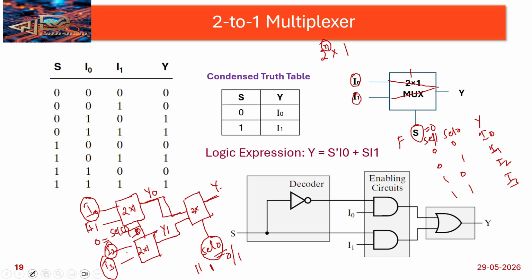Not 2 by 1 mux, 3 2 by 1 mux are needed here, because these two outputs are again connected to a multiplexer. One time I am getting this output y naught, and other time I will get the y1 output. Understood how I am designing that?